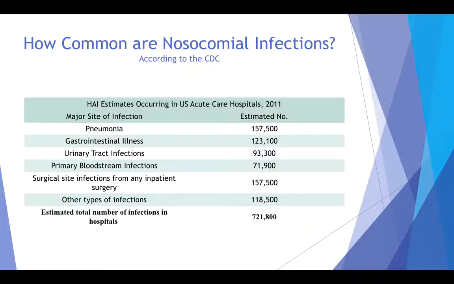Also, here we have a table with a summary of the total number of infections in hospitals with each major site of infection in the year 2011 for all U.S. acute care hospitals. As you can notice, both pneumonia and surgical site infections have 157,500 cases reported, leading in the primary cause of infections in that year, followed by gastrointestinal illness with 123,100 cases, and urinary tract infections, 93,300.